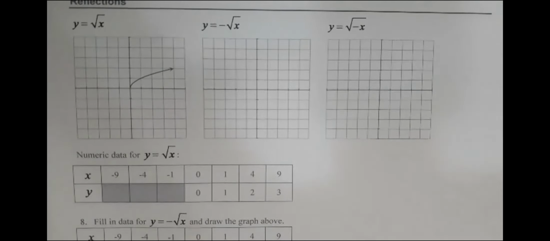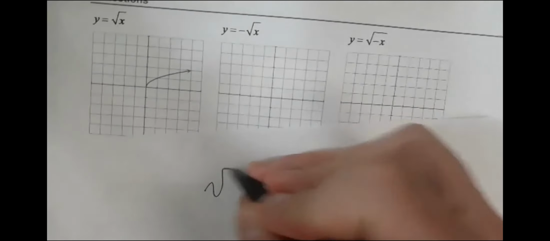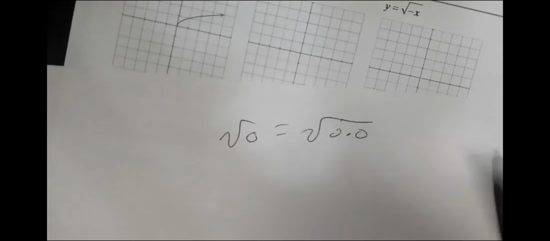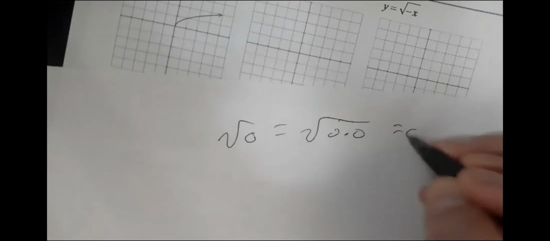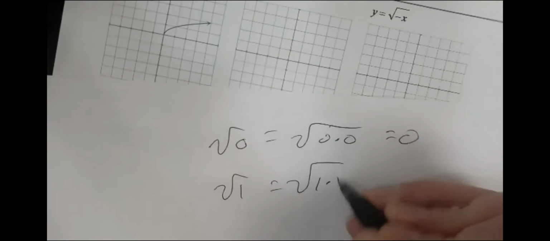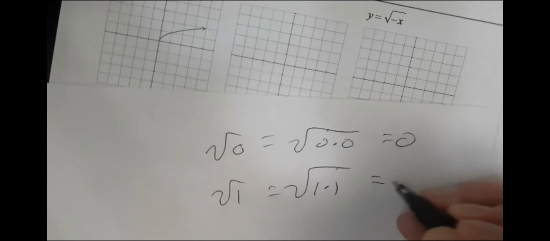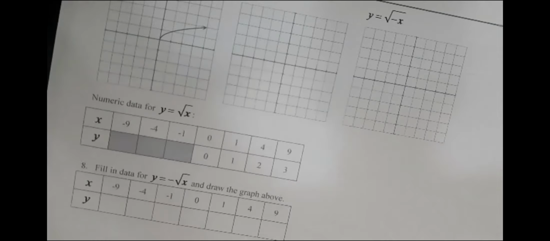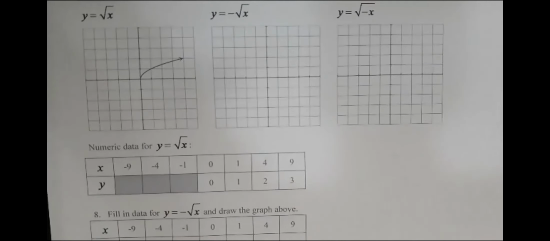And we're about to go more into square roots. But square root of 0 is 0. You can think about it as 0 times 0. And if I have 2 of the same thing in a square root, I can pull it out. So square root of 0 is 0. Square root of 1 works the same way. I can have 1 times 1 is 1. So I've got 2 1s in a square root, I can pull it out. So square root of 0 is 0. Square root of 1 is 1.